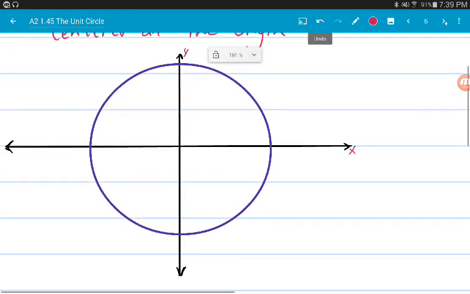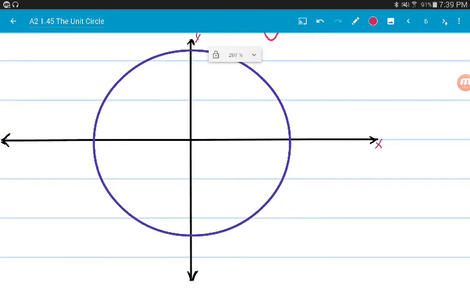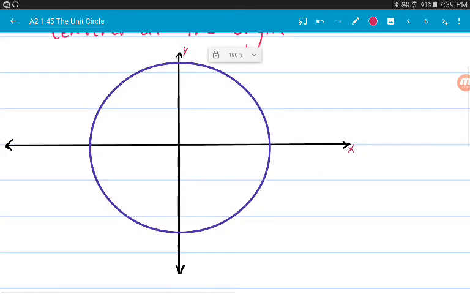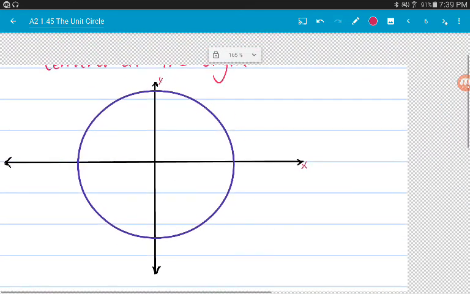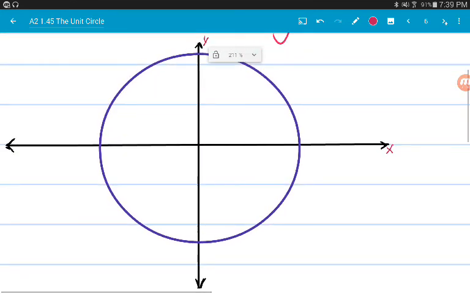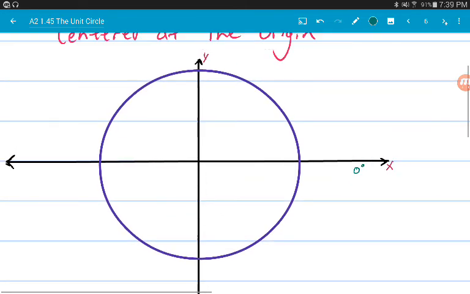Now, what we do with this circle is it defines all of what sine and cosine are. The functions are defined from this circle. When we are looking at this, we're thinking about angles. And the way we think about angles is we start with the positive x-axis being representative of 0 degrees.